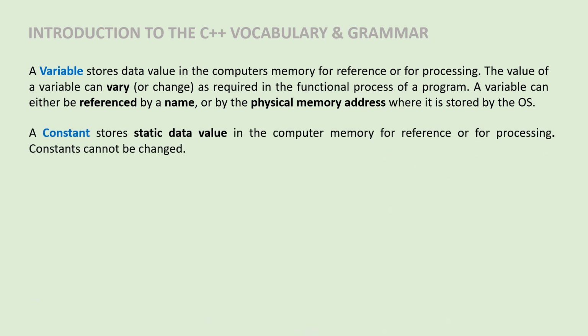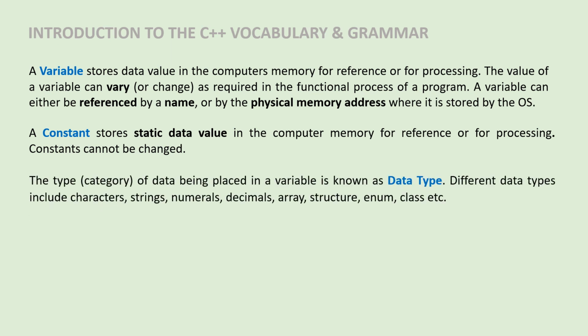A constant stores a static data value in the computer memory, for reference or for processing. Constants cannot be changed. The type or category of data being placed in a variable is known as the data type. Different data types include characters, strings, numerals, decimals, array, structures, enum, class, etc. How are variables connected to data types?